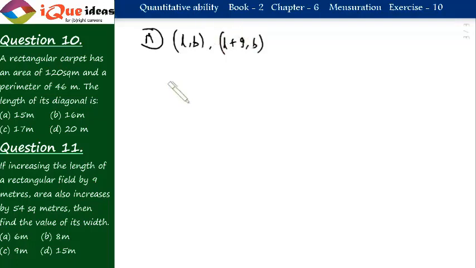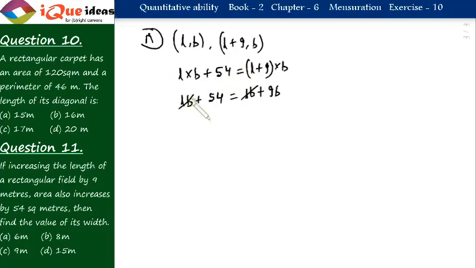So that means the original area is L into B and it increases by 54 when the new area is calculated as L plus 9 into B. Okay. So if you open, it will be LB plus 54 equal to LB plus 9B. So from here LB gets cancelled and we will have 9B equal to 54. So B is equal to 6 meters. Right? Very simple question. So the question is asking only the width. So B is 6 meters.